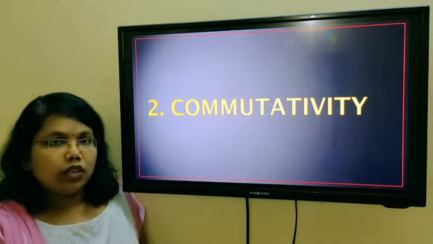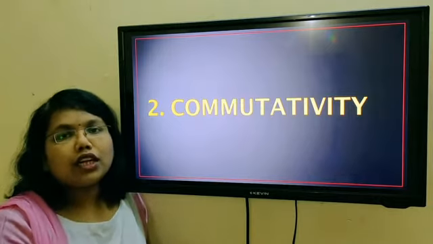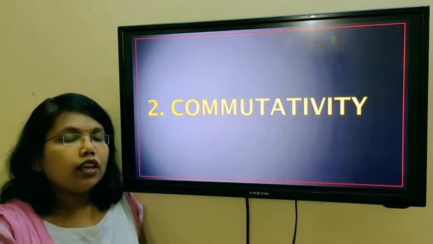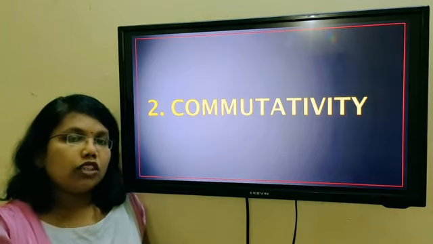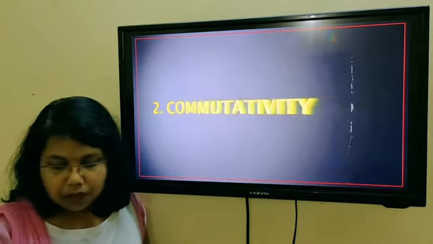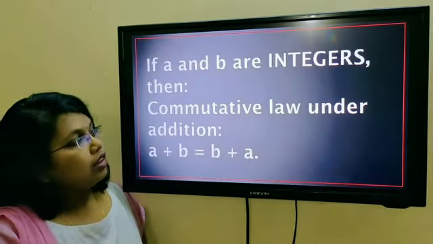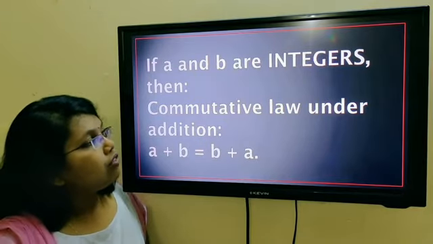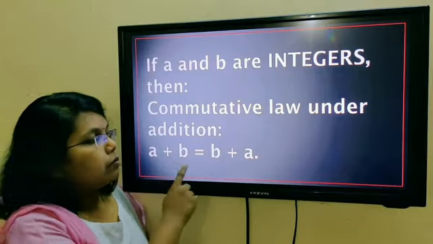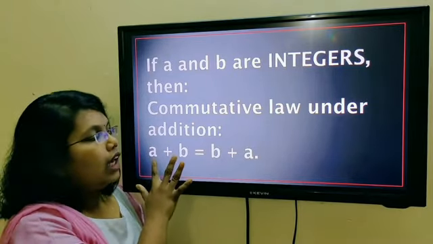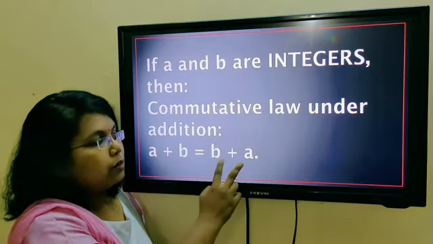Commutative as in commuting. Commuting, go forth and come back. Going to a certain place and coming back is commuting. Here in mathematical language, we are moving the terms from one place to another. See here, we have a rule. If A and B are integers, then the commutative law under addition is A plus B equals B plus A. What did we do? We moved A to B's place and B to A's place here.